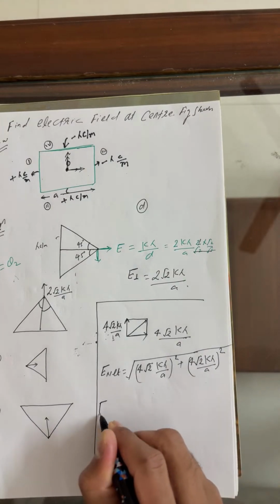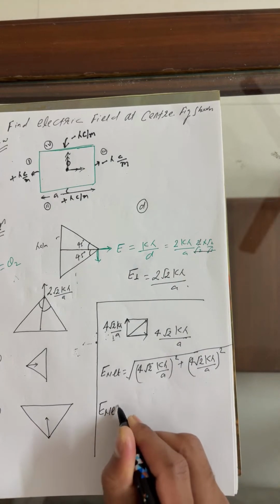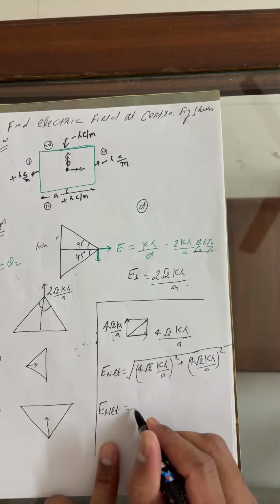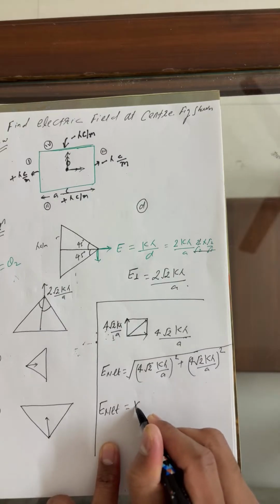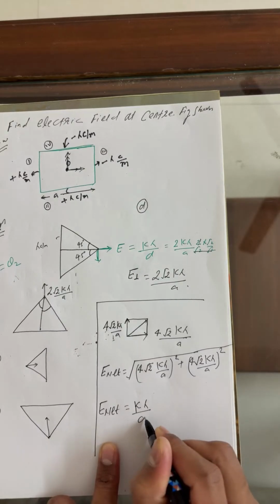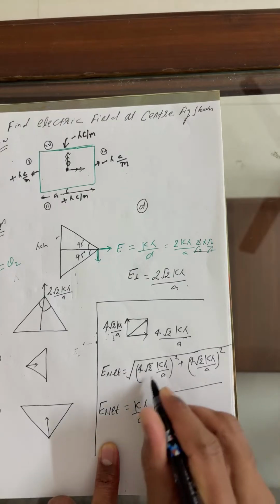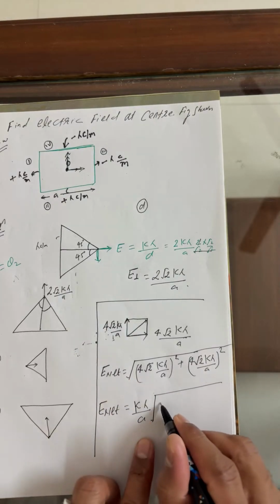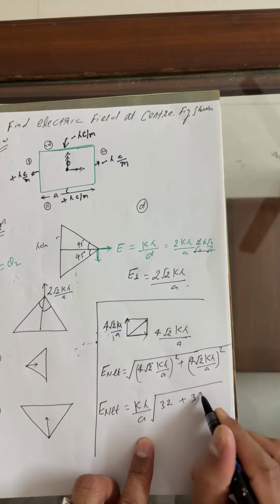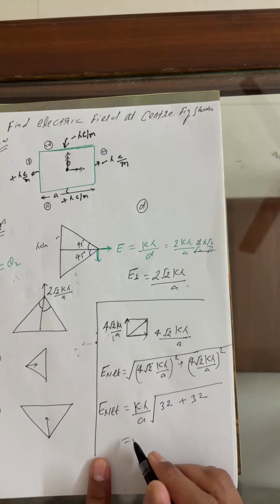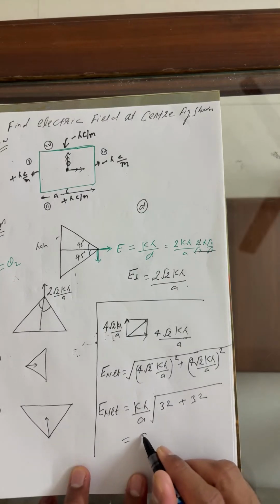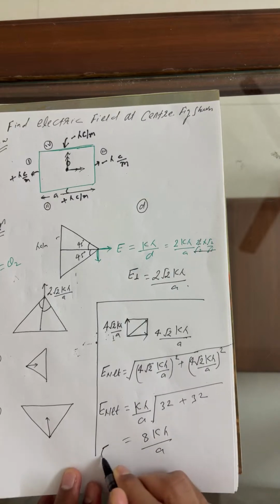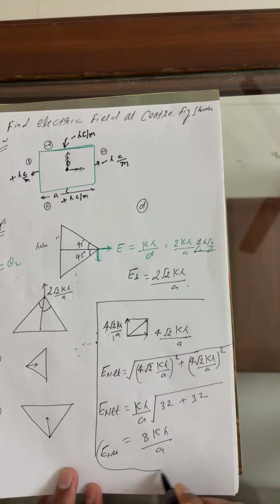So students, what is the electric field? You can take out k lambda by a because it's under the square. This is what remains out here: k lambda by a, and the square of 4 root 2 is 32. 32 plus 32, so finally we can say 64. Finally I can write 8 k lambda by a. This is the net electric field.